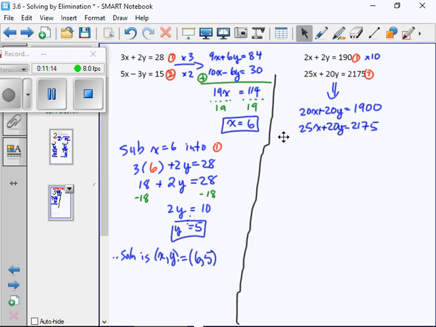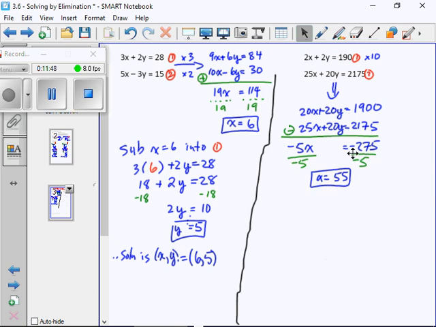So now we look at those two things. We have plus 20y and plus 20y. So in order to get rid of it, we're going to have to subtract both of those equations. So when we subtract, 20x minus 25x is going to be minus 5x. And then 1900 minus 2175 is negative 275. Now, in order to get the x by itself, we must divide both sides by negative 5. And that gives us a final answer of x is equal to 55.